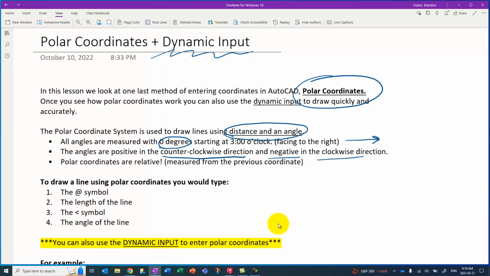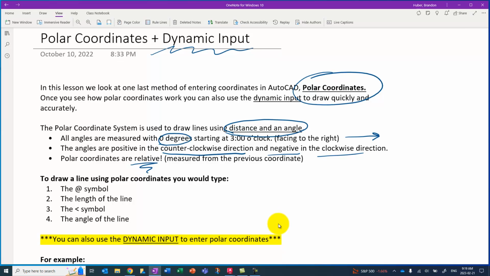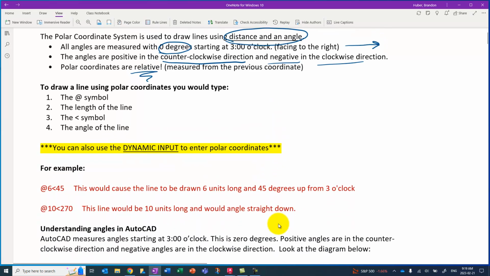The other thing to understand is that polar coordinates are relative, just like the relative coordinates we used, meaning that they're measured from the previous coordinate. So how would we enter these in? Just like a relative coordinate, we would start with the @ symbol because we are moving from the previous point. We would type in the length of the line, and then we would use the angle symbol, which is the comma on your keypad, but if you hold shift and then press it, you get the angle symbol followed by the angle of the line.